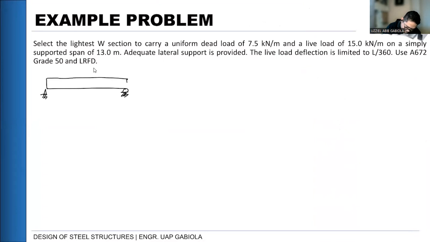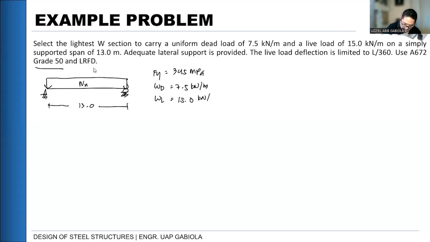This is our Wu, and this is 13.0. What else do we have? Our Fy is 50 ksi, Grade 50, so that is 345 MPa. Given, our WD is 7.5 kilonewton per meter and our WL is 15.0 kilonewton per meter. The allowable live load deflection is equal to L over 360.